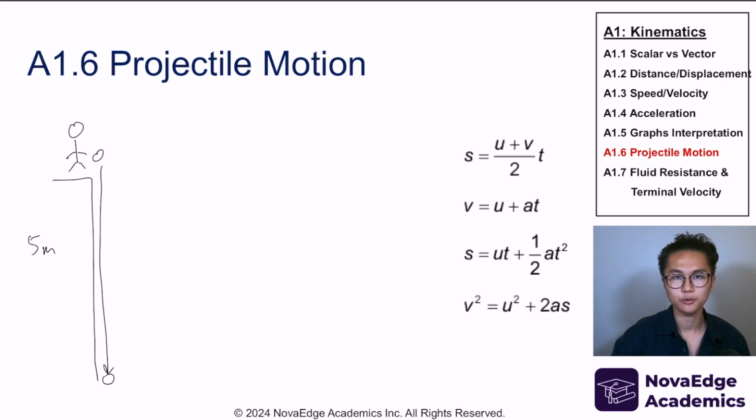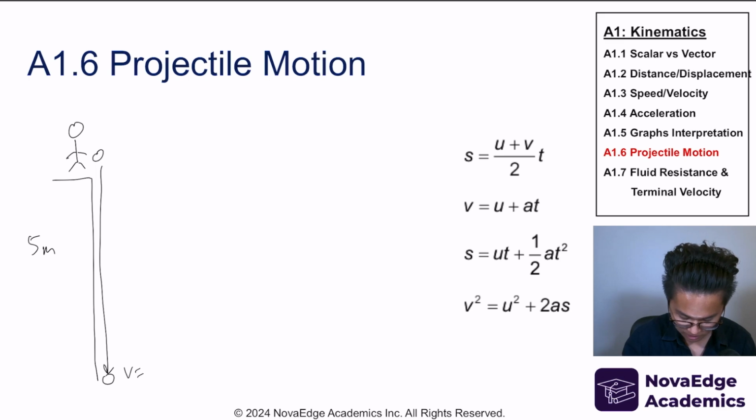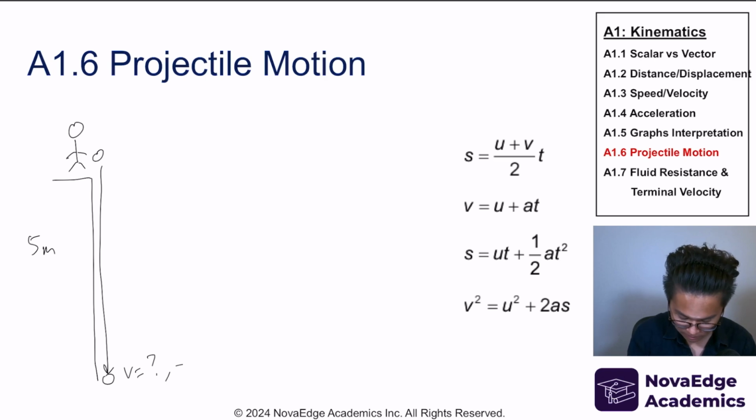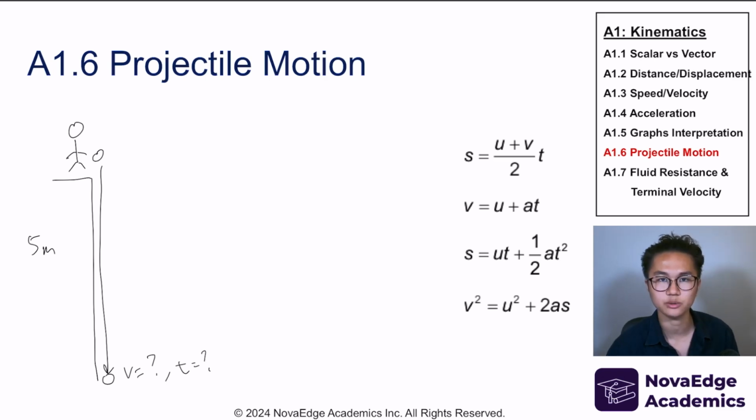Now, two things I want to know. I want to know the final velocity as it reaches the ground. And I also want to know how long the ball is going to be in the air for. So that's time in the air, okay? So I want to find v and I want to find t. These are the two things I want to find out.